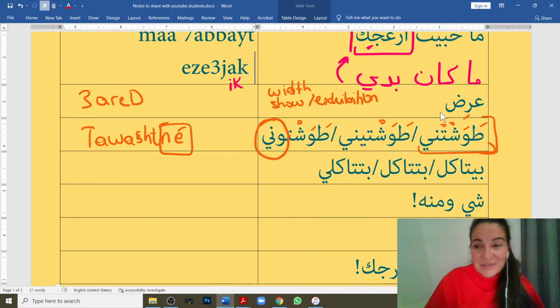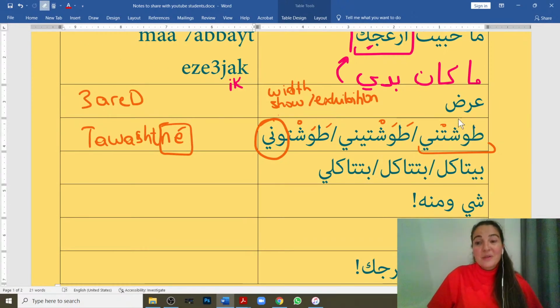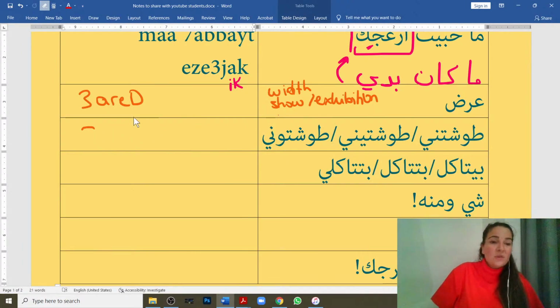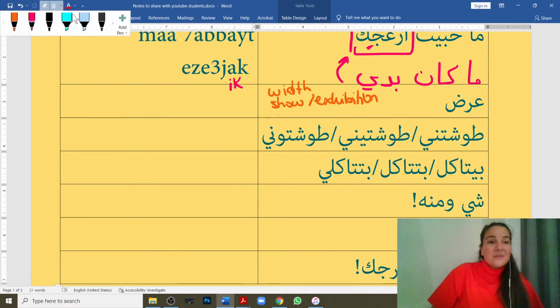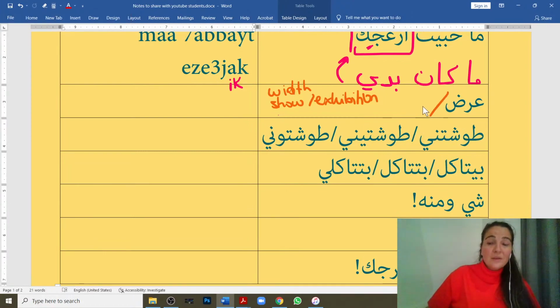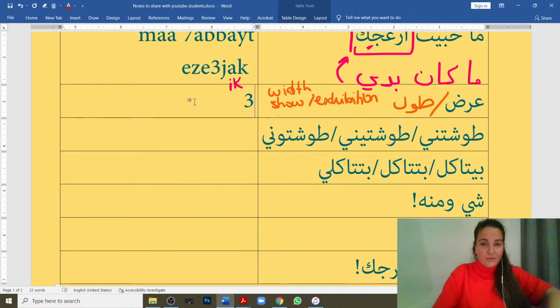And guess what? I just remembered the third meaning of the word عرض, which means offer. عرض, an offer. If somebody gives you an offer, عرض. Okay, so it has three meanings. It can mean an offer, it can mean a show or an exhibition, and it can mean the width of something, عرض. And the length is طول, length. Okay, so let me write it. عرض and طول.